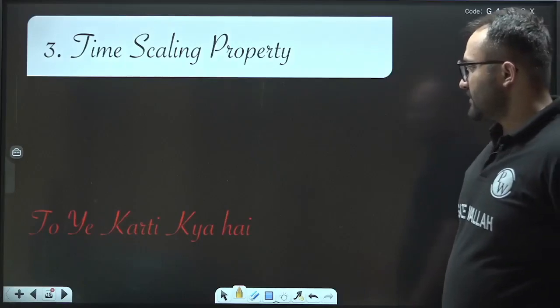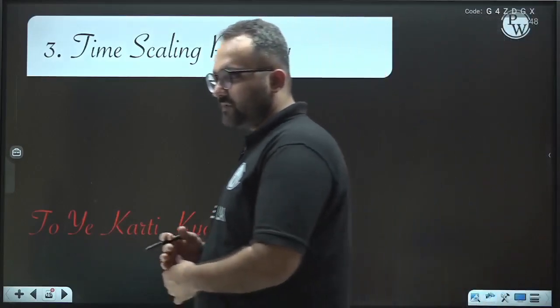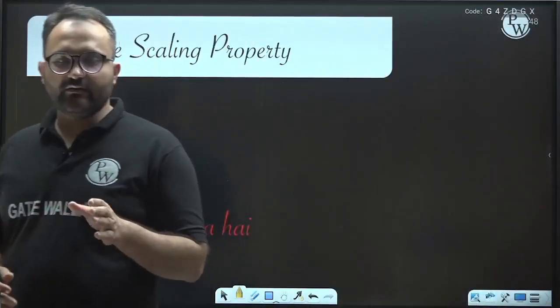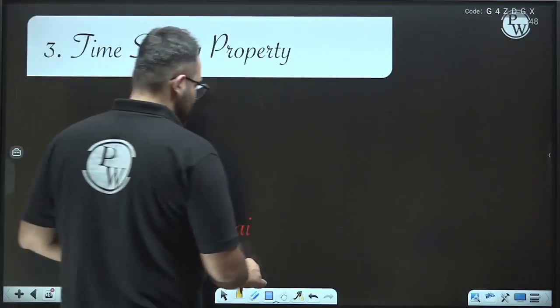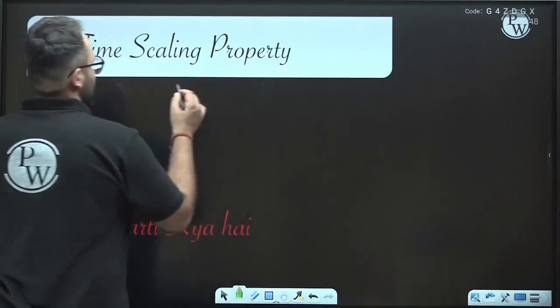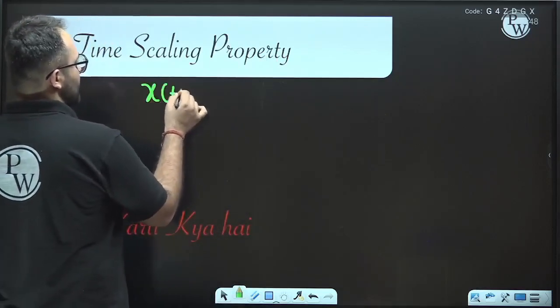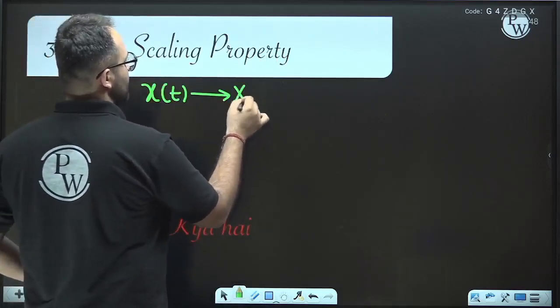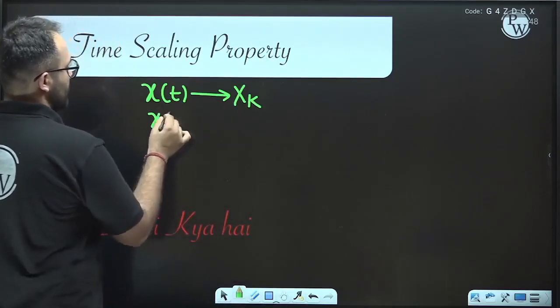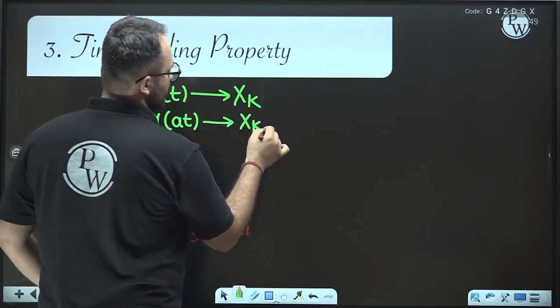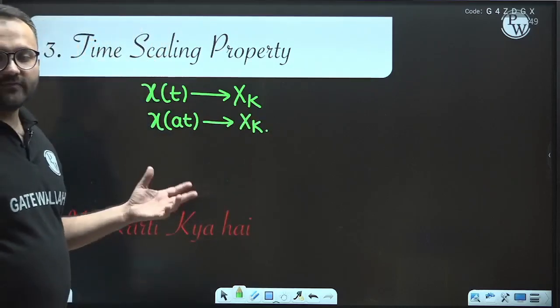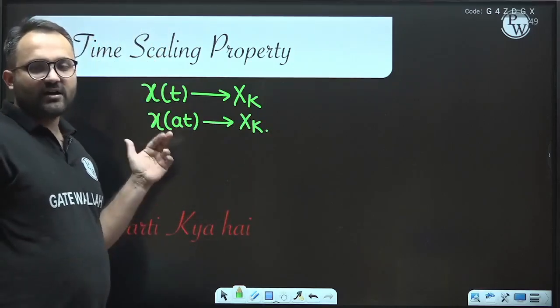Now let's come on to the time scaling property. One direct question came in 2017 from this property. So if xt has Fourier series coefficient xk, then x of at will have Fourier series coefficient xk only. That is, the Fourier series coefficient does not change after time scaling.